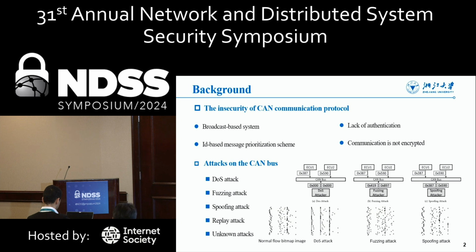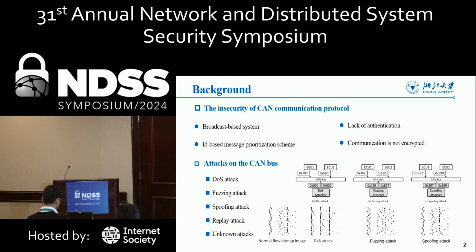CAN bus protocol is widely used in in-vehicle networks. However, it is not a security protocol. It operates on a broadcast system where any node can receive and potentially manipulate messages. It lacks authentication, making it unable to verify the identity of senders and receivers.